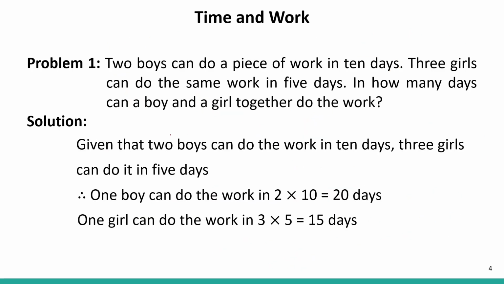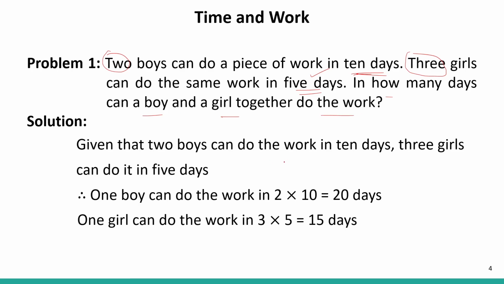So let's go forward with the step by step solution. Two boys can do a piece of work in 10 days and 3 girls can do the same work in 5 days. Okay, these are the two things that are given here. The crucial word is 3 girls. So in how many days can a boy and a girl do the same work?